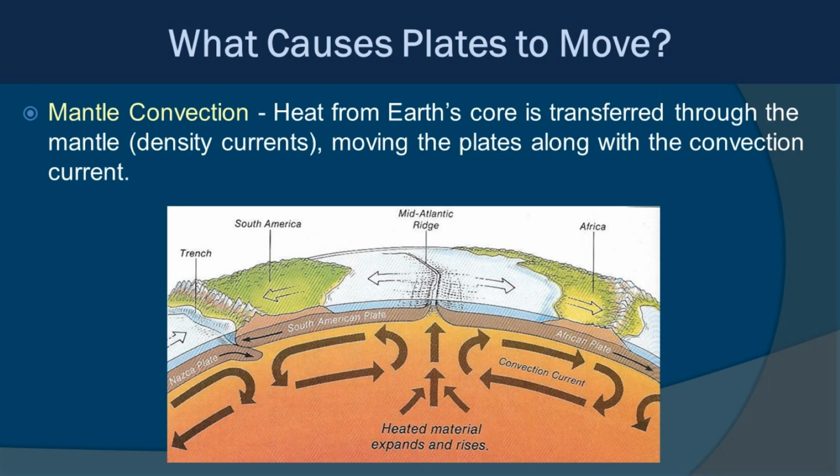Now I'm going to briefly talk about some of the mechanisms. What causes the plates to move? The first idea is what we call mantle convection. This is where heat from Earth's core is transferred through the mantle through density currents, just like you would see in a pot of boiling water. And these convection cell currents actually cause friction at the bottom of the lithospheric plates, causing them to move in one direction or another.